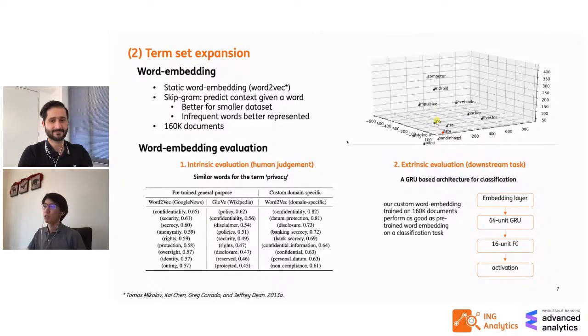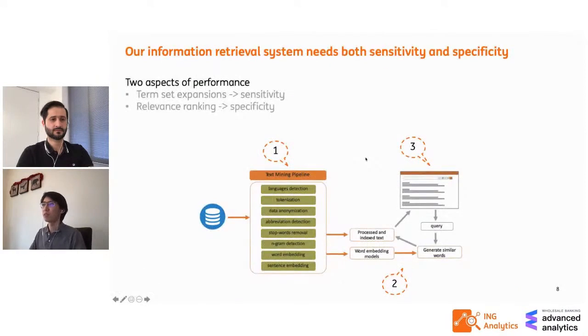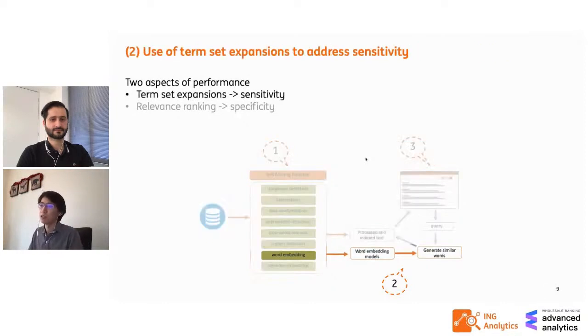Great, thank you, Mojtaba. So this current aspect is about term set expansion, but I just want to bring us back to thinking about this in the context of information retrieval systems. If you think about this IR system, there are two dimensions I want to mention. One is sensitivity. The other is specificity. So far, with the similar word expansions, what we are trying to tackle is minimizing false negatives, which is focusing on sensitivity.